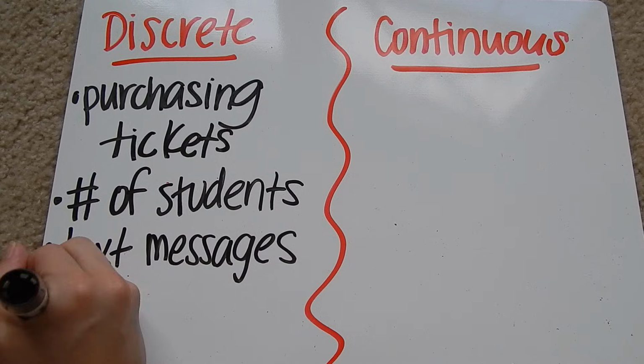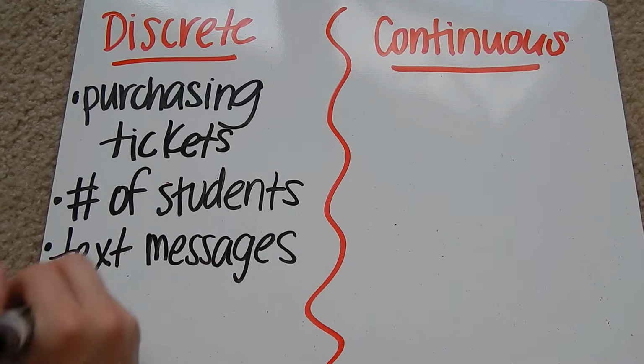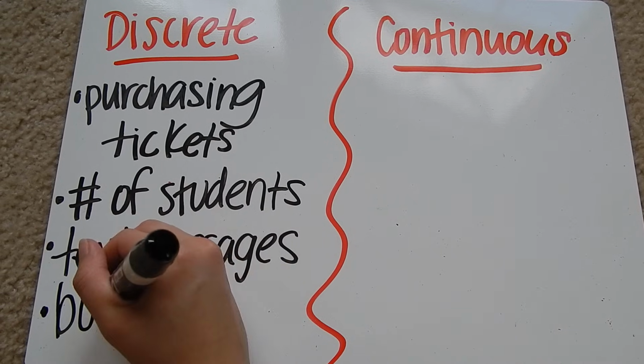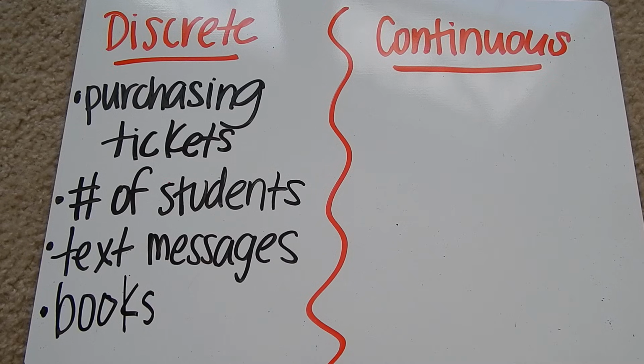One more thing we could talk about are books. Books in a library, you're never going to find half a book in the library. So it's an entire book that cannot be broken down into fractions and decimals. So those are just some examples of discrete things.